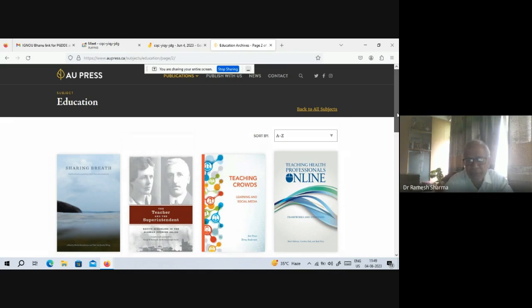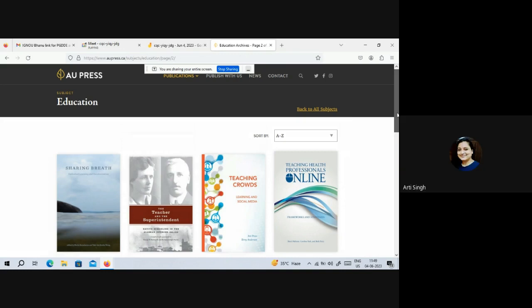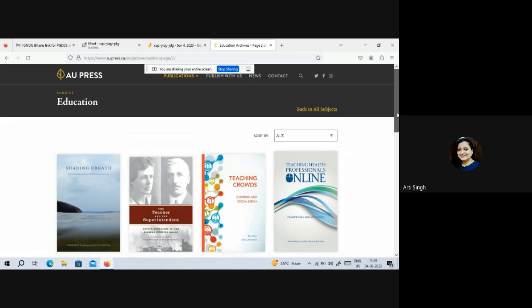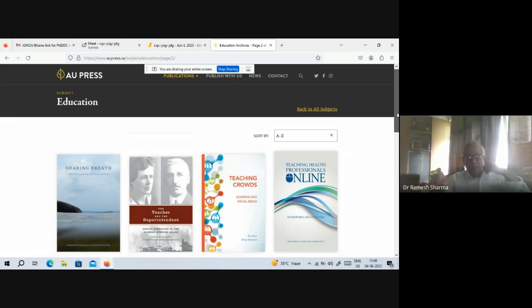And here you can see it can be reproduced for non-commercial purposes, provided that the original author is cited. That's the only thing. So I recommend that you read this book. It will make your concepts about open and distance learning and online learning much clearer. That is an interesting thing. This Athabasca University is another ODL institution.